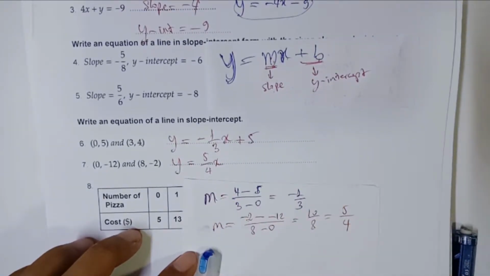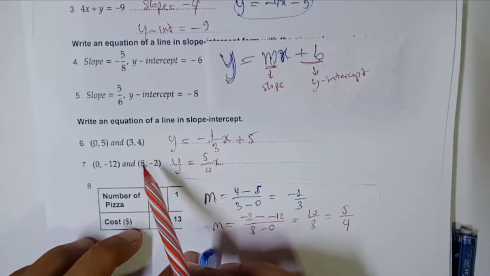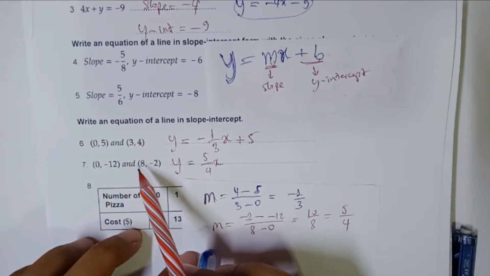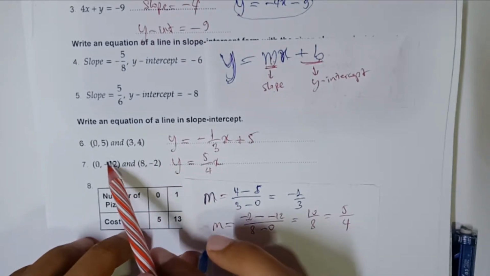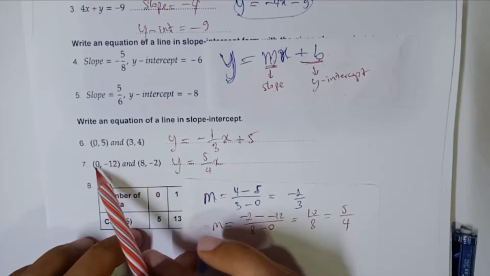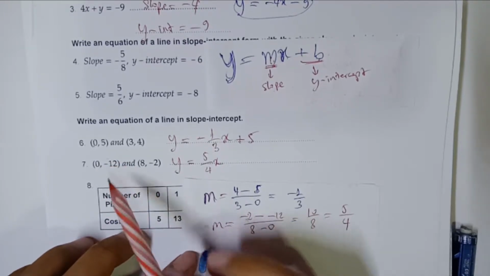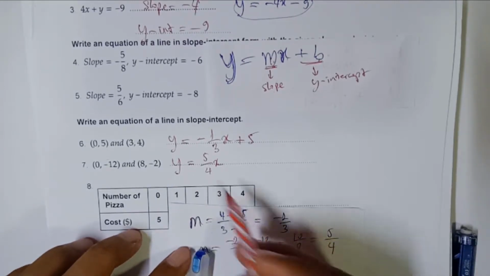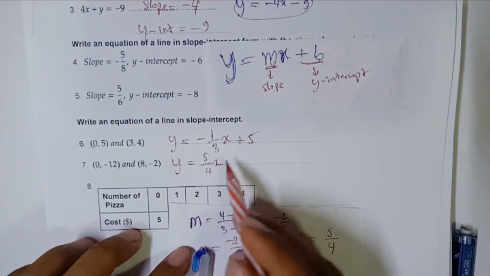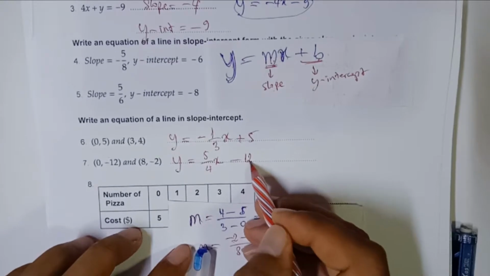And then for the b value, again look at the point that has x equal to 0. In this case, you have the first point right here, 0 and negative 12. So this negative 12 will be your y-intercept. So y equals 5 over 4 x minus 12.